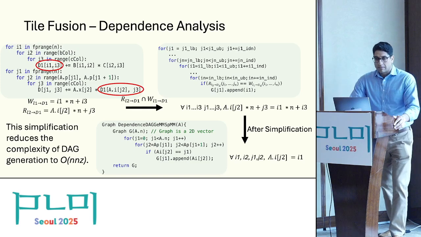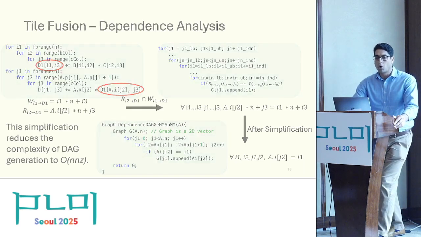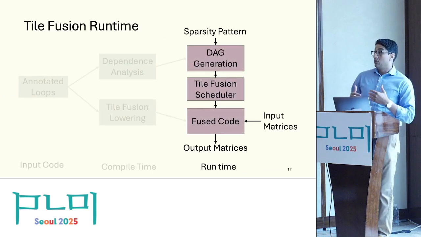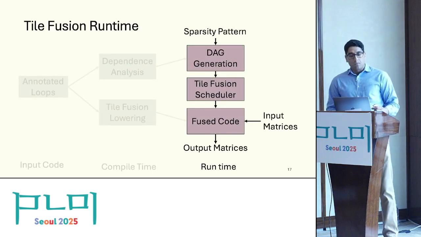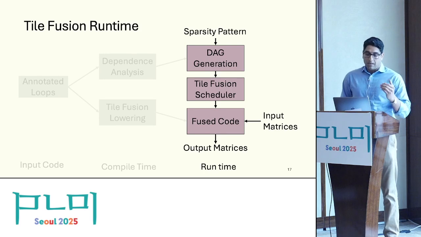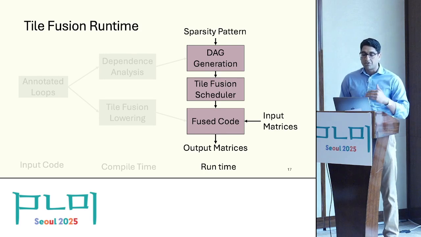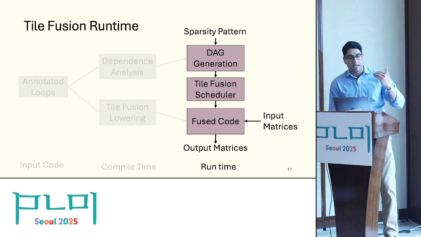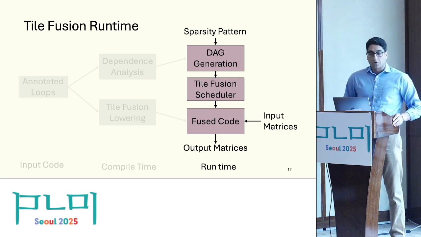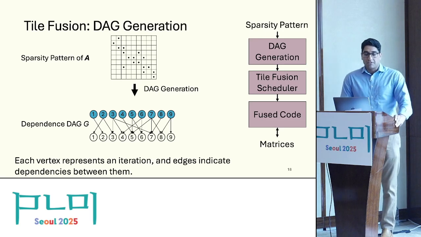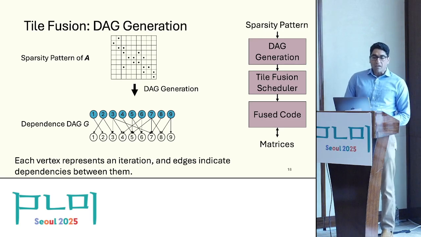With all of this in place, we can see how the code will run at runtime: taking the sparsity pattern and running the DAG generation, then the tile fusion scheduler, and finally the fuse code to compute the actual calculation. Let's start with the DAG generation phase.